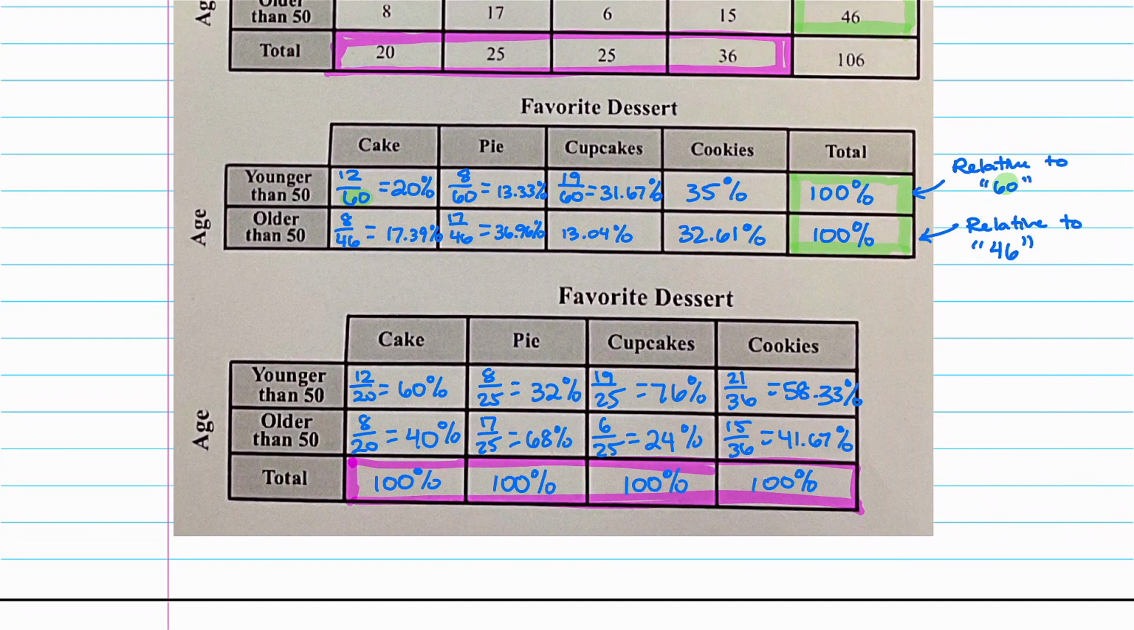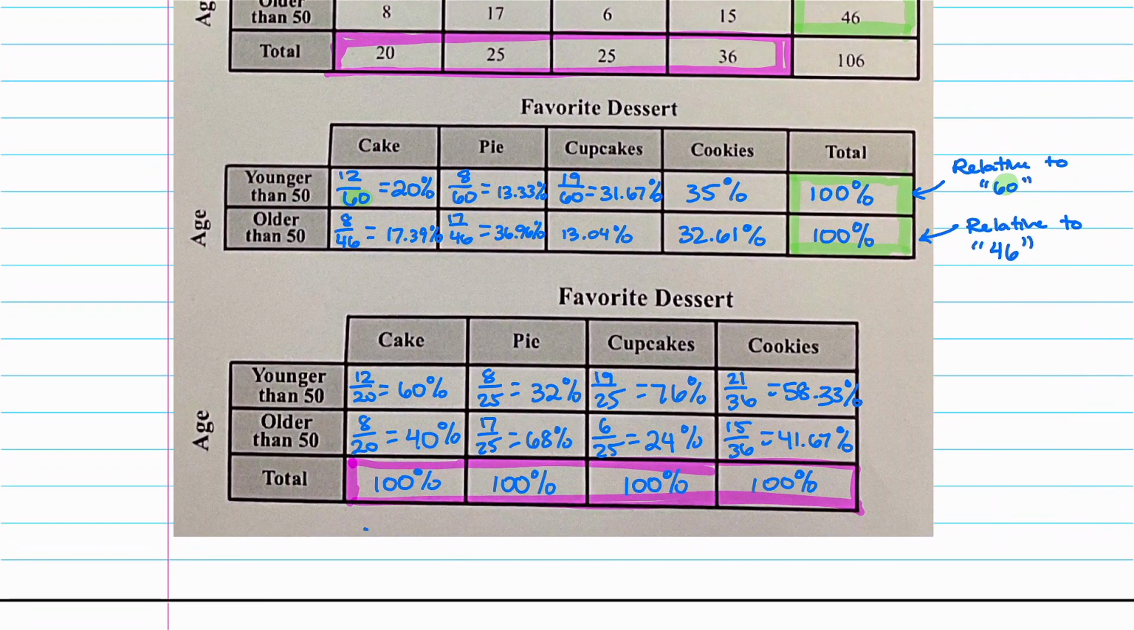Notice that all these were different, right? This was relative to the cake, which the cake total was 20. This one was relative to the cupcakes, and the cupcake total was 25.